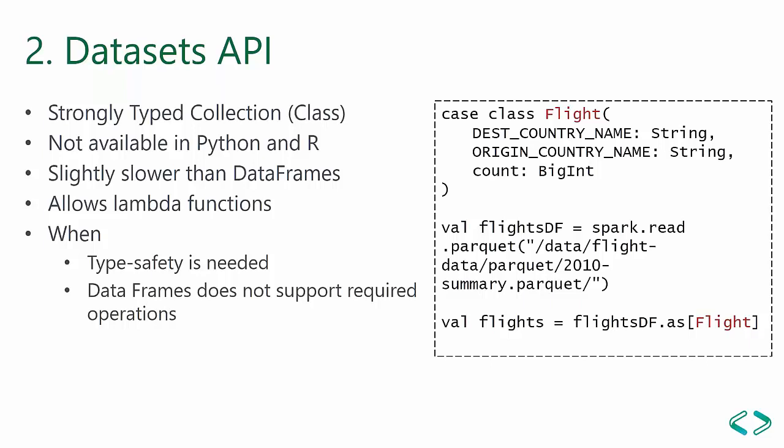So when to use Dataset? First thing is, if you need type safety on your data, use the Dataset API. And if the data frame does not support required operations such as Lambda functions, you can use the Dataset API. To get a better understanding about dataset, let's look at this sample.